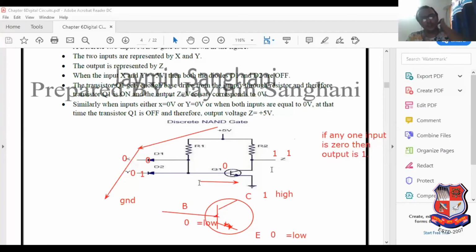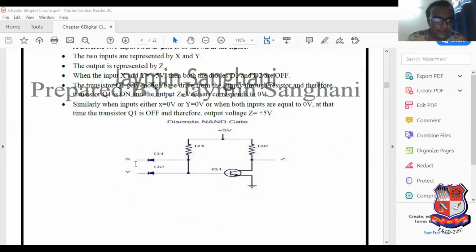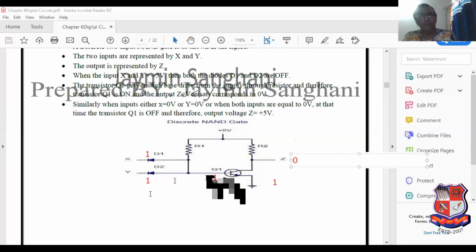But what is the interesting case? The last case is very, very interesting. See this. Here we apply 1 1. Now the diode acts as reverse bias. See this. Now the diode cannot conduct the current. So here current flows. Here input is 1, and at the emitter also input is 1. But at the collector terminal the output is 0.